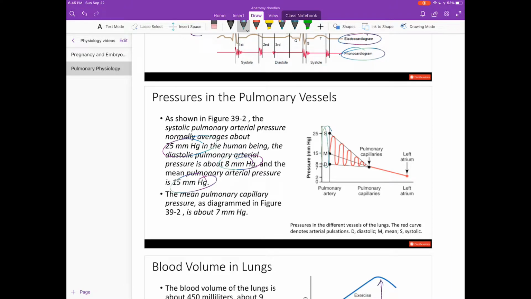By the time the blood makes it to pulmonary capillaries, notice that the pressure is slightly lower than the diastolic arterial pressure. So it dips from about 8 millimeters down to 7, and is reflected right there. By the time the blood returns to the left atrium, notice how much the pressure has dropped from about 7 millimeters down to almost 2 millimeters.